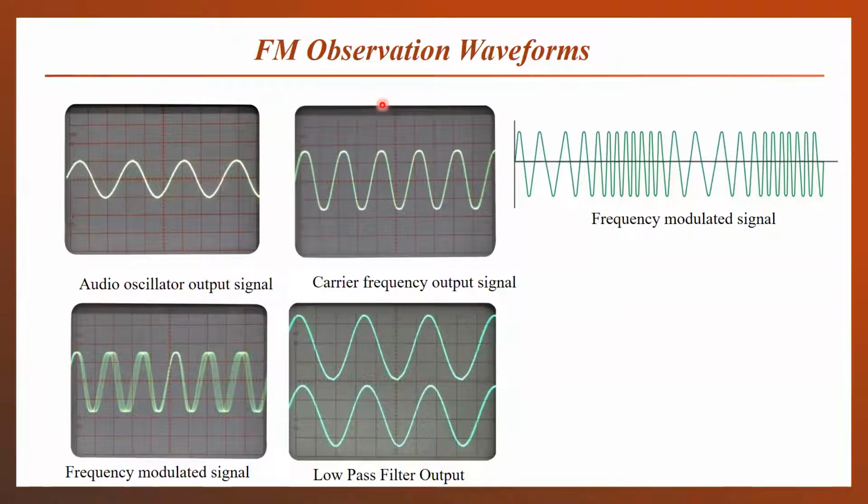In our theoretical classes, we have learned the waveform of the frequency modulated signal. I have shown it on the right side. According to our audio oscillator amplitude, the frequency of our carrier signal will be varied. When the audio amplitude increases, the frequency of the carrier will increase. When the voltage of our audio oscillation signal decreases, the carrier frequency also decreases.